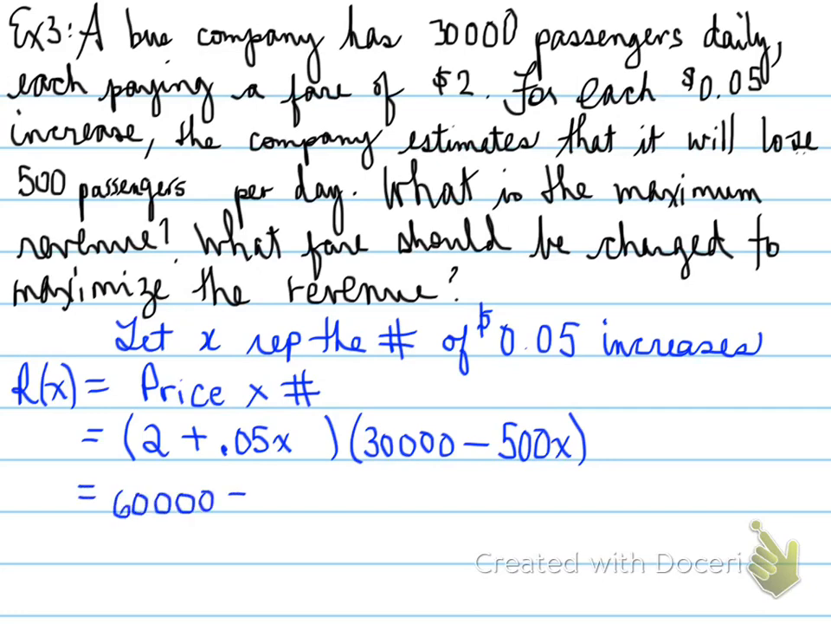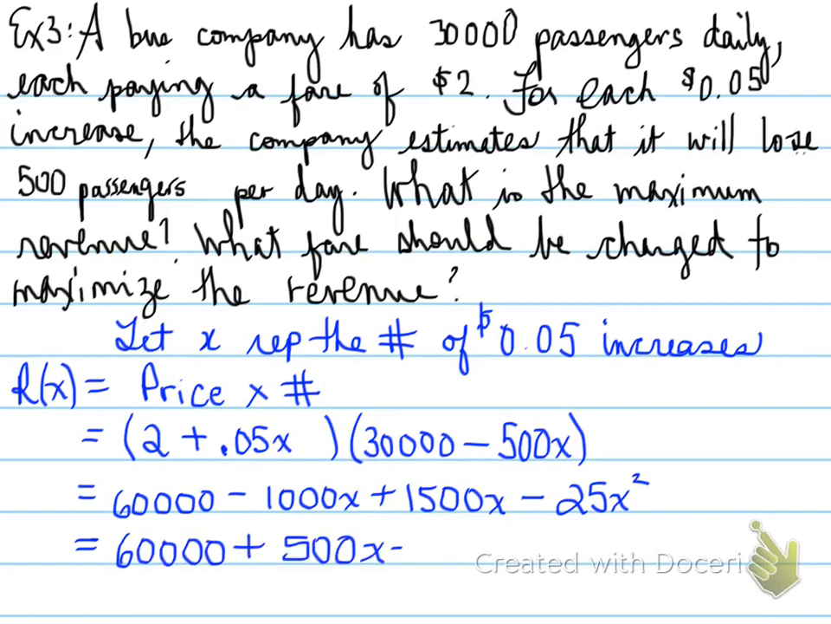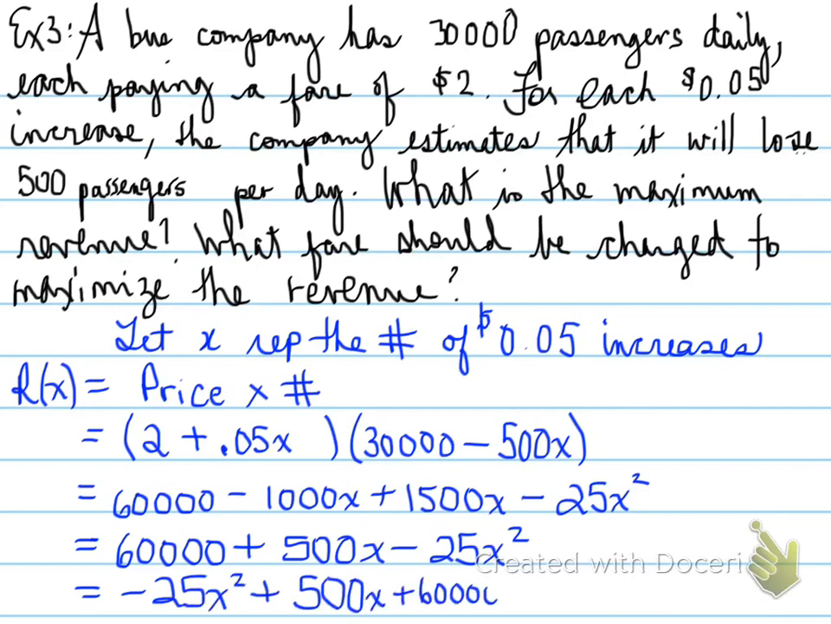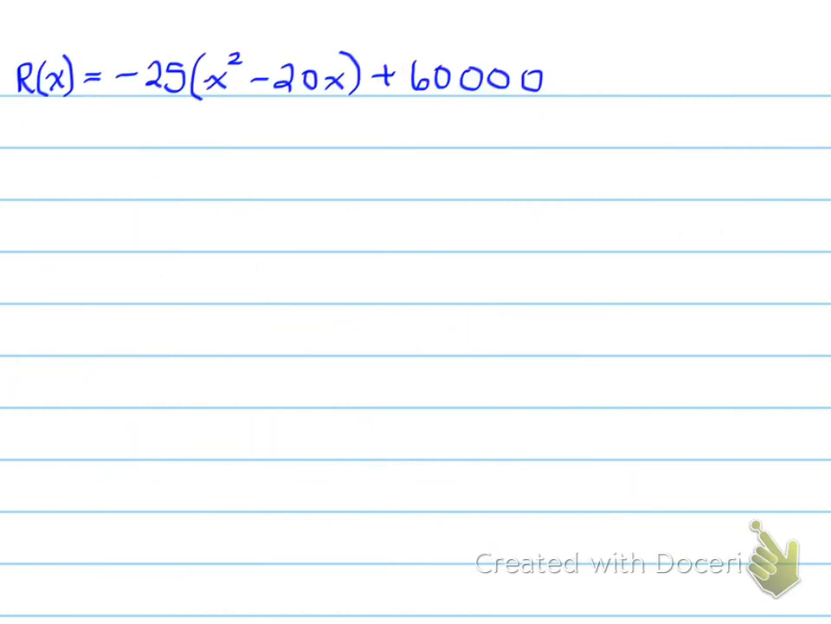That's right. Expand the equation, and this is what we're doing here using FOIL. We will expand it, and then we will collect like terms. That is, we will have, in order, negative 25x squared plus 500x plus 60,000. This equation is now in standard form. Once we've expanded it, we can now put it into vertex form.